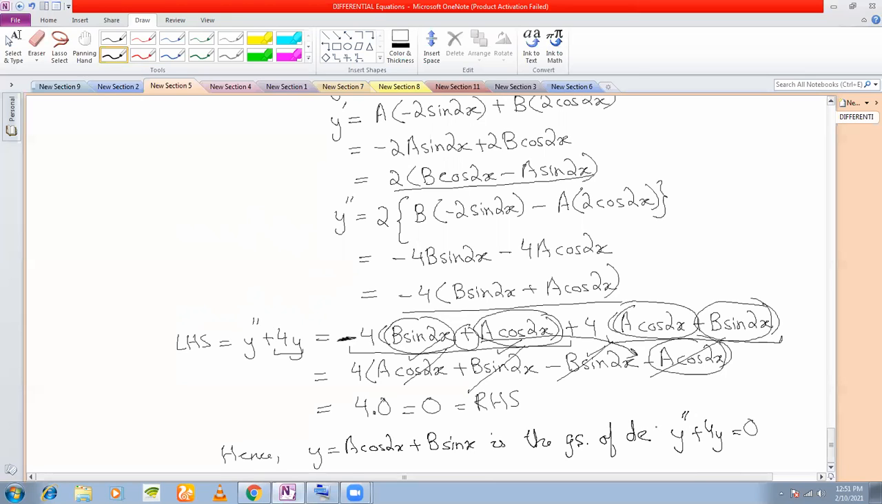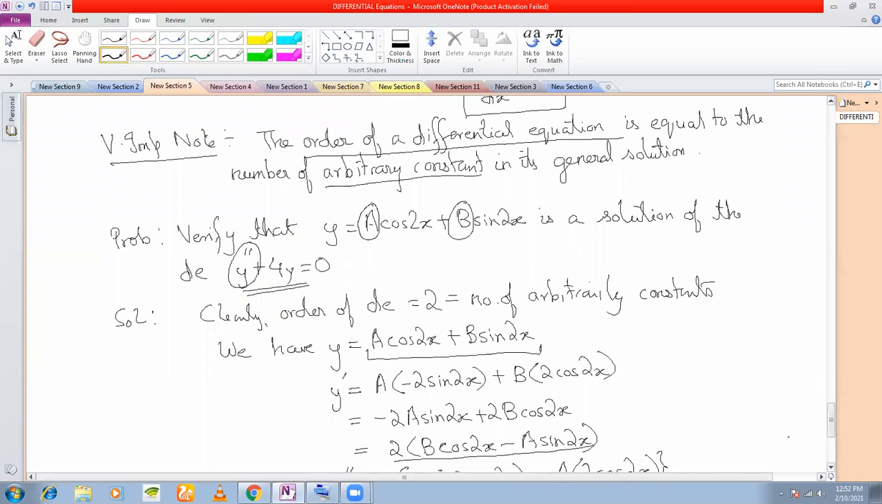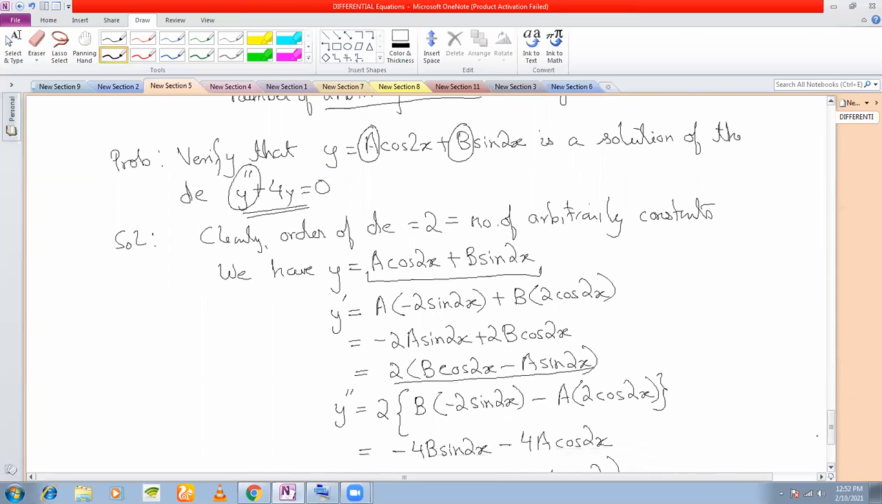So one very important note here is that I told you, always verify that the number of arbitrary constants that you are getting in the solution is equal to the order of the differential equation. If it is not, then either the question is wrong, or if you are solving a differential equation, that means you have made some mistake somewhere. So that is what you need to know for your differential equations for the time being.